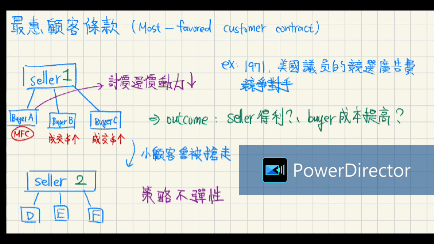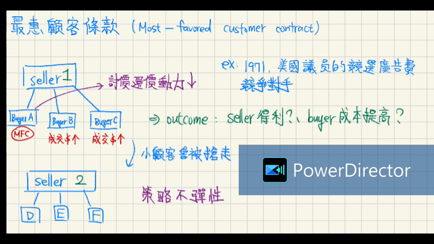So the next part is most favorite customer contract. Let me describe the situation. Seller 1, and there are buyer A, buyer B, and buyer C. Seller 1 and buyer A have a most favorite customer contract, which means buyer A can get the items at the cheapest price.